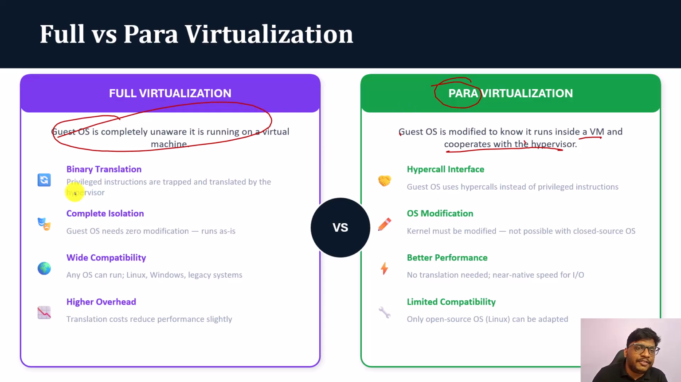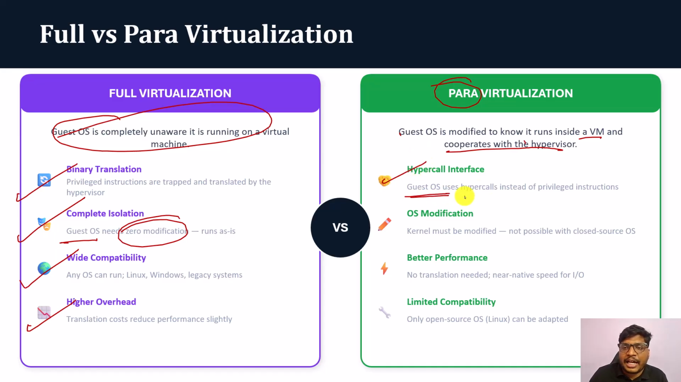Here you can see features: binary translation, complete isolation, because the guest operating system needs zero modification, right? Wide compatibility, higher overhead. But in the case of para virtualization, you can see the hypercall interface. The guest operating system uses hypercalls instead of privileged instructions. Then we have OS modification: the kernel must be modified, so it is not possible with a closed source operating system. Better performance and limited compatibility.